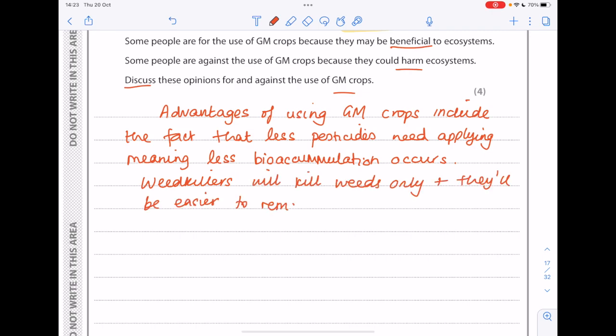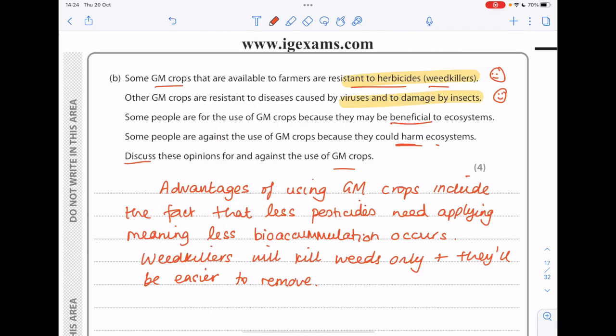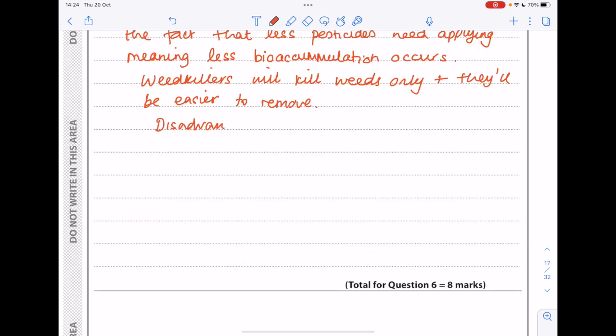But what about the disadvantages of using GM crops? We know that they could be harmful to ecosystems, so what sort of ecosystems? Well, what about these insects? You definitely see a reduction in insect population, and when numbers of species populations vary, that means you get a disruption of a food chain, which is an adverse effect on the ecosystem.